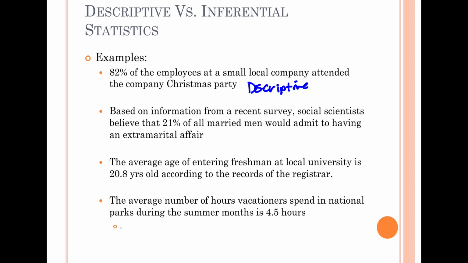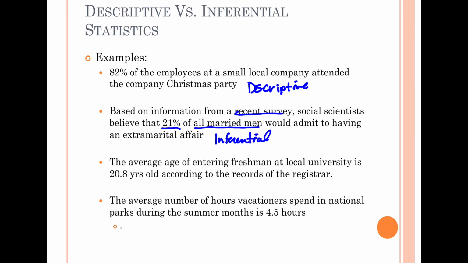In this case, we're talking about 21% of all married men, and this is from a recent survey. Well, did this recent survey include all married men? Probably not. So they're getting this number from a sample, and they're doing some inference there. So this would be inferential. We're taking it from a sample to a larger population.